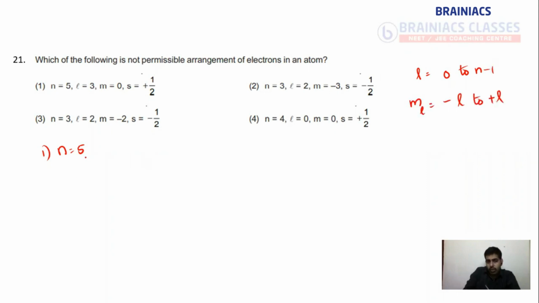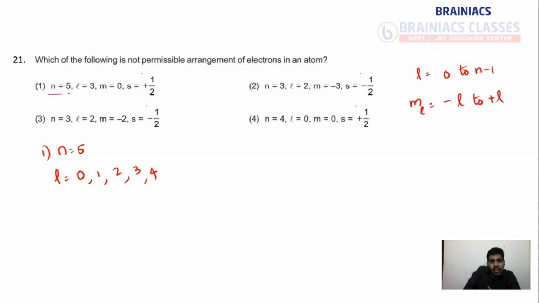So here n is equal to 5. n is equal to 5 means l can have values 0 to n minus 1, that is 0, 1, 2, 3, and 4. Right, n minus 1 means 5 minus 1, that is 4. So l can have values 0, 1, 2, 3, 4.